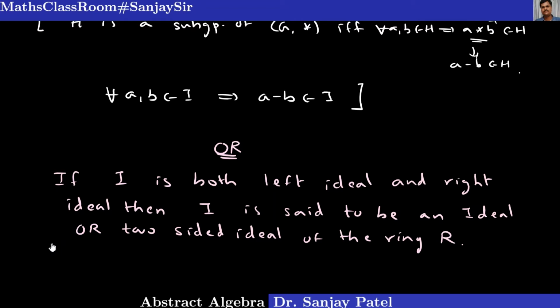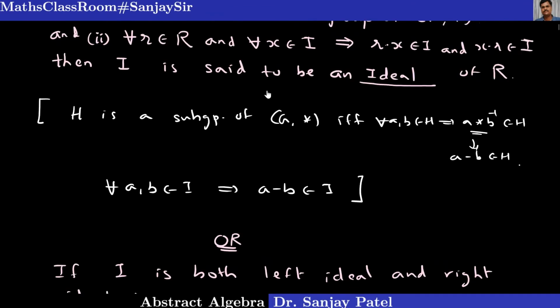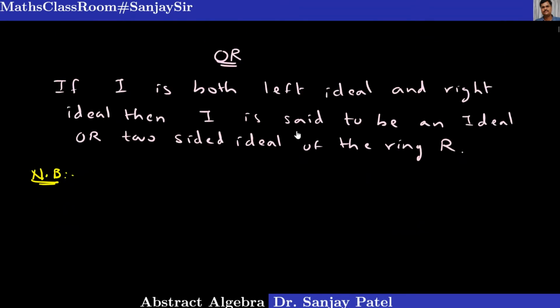One thing you can note immediately is that in a commutative ring, a left ideal is always a right ideal. If some set is a left ideal, it is automatically a right ideal, because commutative means A into B is the same as B into A. Multiplication is commutative. So let me just make a simple remark.